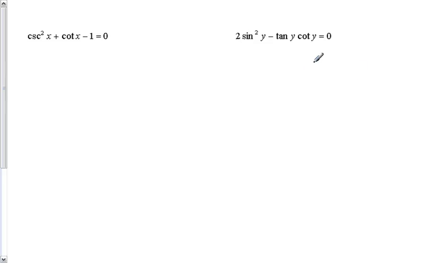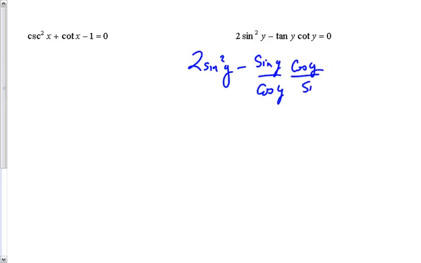Yes, we can change it into something else. Tangent and cotangent, well, I know them as sine and cosine usually, so I'm going to change them. Sine squared y minus, tangent is sine of y over cosine of y, but cotangent is cosine of y over sine of y. Okay, something I can deal with. Those two cancel each other out, and so do the sines. I really just have 2 sine squared y minus 1 equals 0.